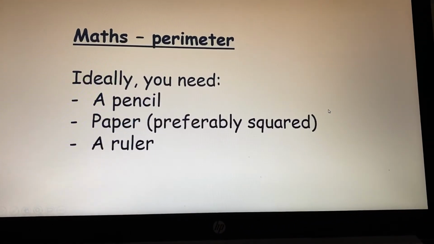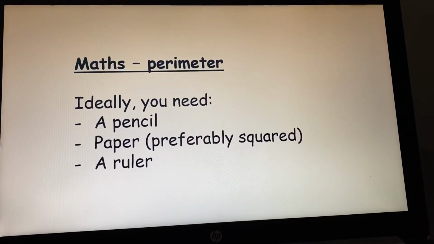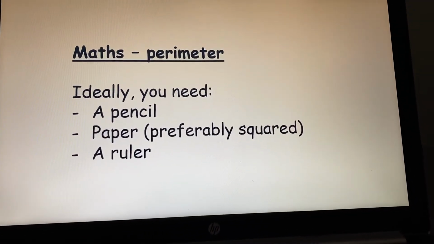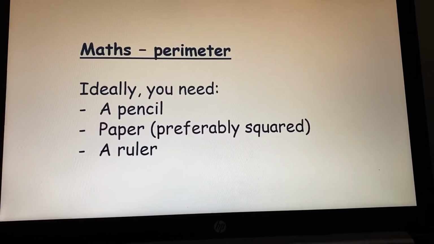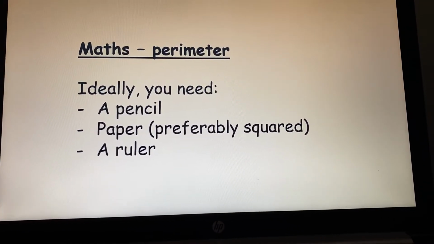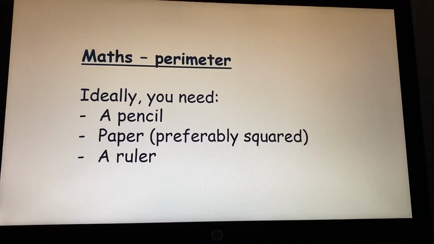Hello again. Quick maths lesson on perimeter for those of you interested. Again, it will lead to a couple of activities that you can do either online or in your own time in your book or on a plain piece of paper. There's a couple of hands-on activities as well that you might want to investigate perimeter further.